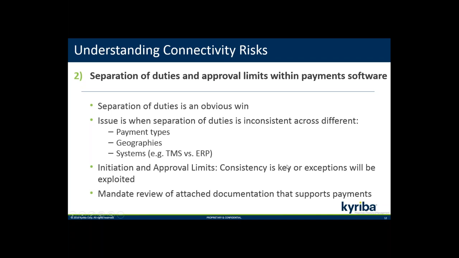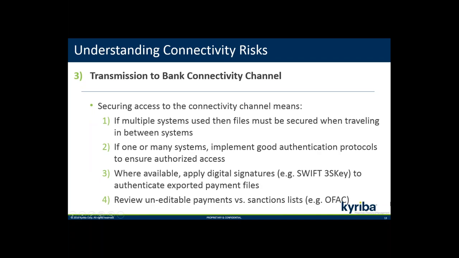Now, if we look at the next point, transmission to the bank connectivity channel. So we talked about accessing, say, your payment systems or your treasury systems already. We talked about the second point, which is really around separation of duties, making sure the right people can do the right things and the wrong people can't do the right things. Third part is transmission to the bank connectivity channel. And this is an interesting one. Sometimes it gets glossed over a little bit, but I wanted to define it in this way.